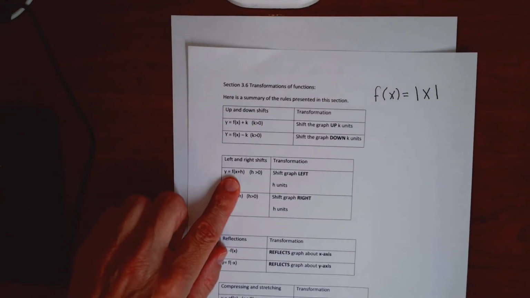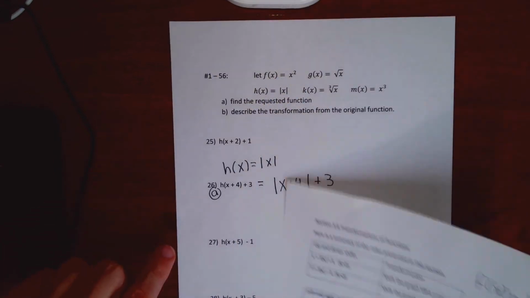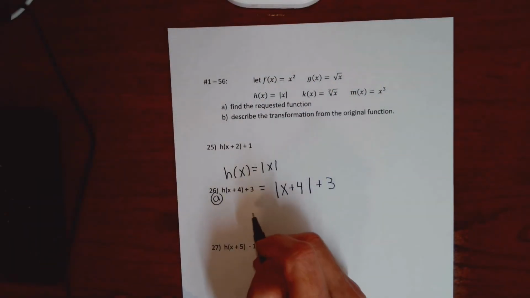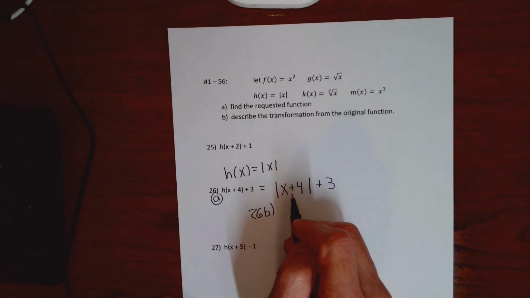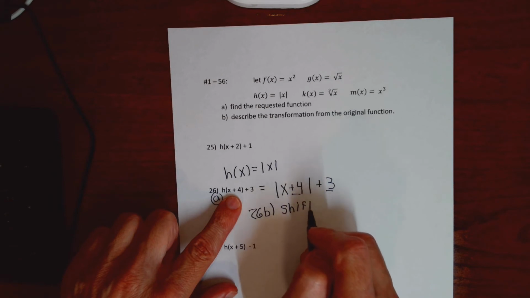For part B, the plus 4 inside the absolute value is going to move the graph left because it's a plus. The plus 3 after the absolute value is going to move the graph up because it's a plus. So when I go to do part B of 26, this is going to move it left, that's going to move it up. Pluses inside parentheses here are left, minuses are right.